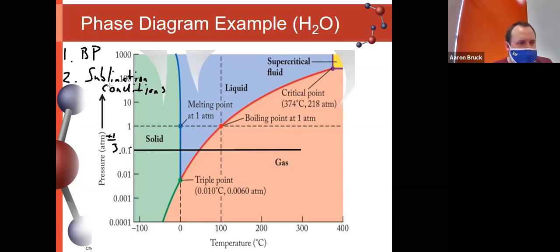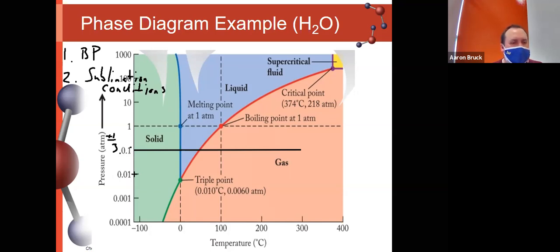In number two, sublimation conditions, we're looking for anything on this green line. What that means is that we have to pick something that is below the triple point in terms of pressure. If we choose anything above the triple point in terms of pressure, we're going to see a small transition to the liquid phase before the gas phase. And that's not sublimation.